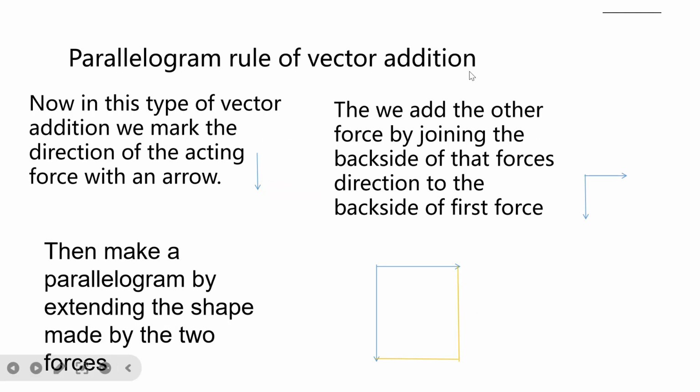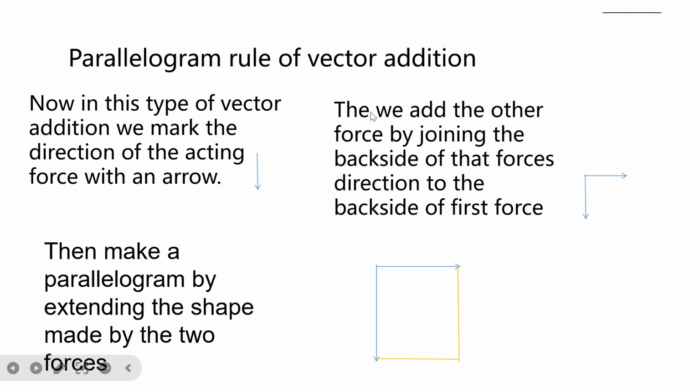Parallelogram rule of vector addition. Here it comes. In this type of vector addition, we mark the direction of the acting force with an arrow. The first force, we mark it with an arrow to represent the direction in which it's acting. Then we add the other force.